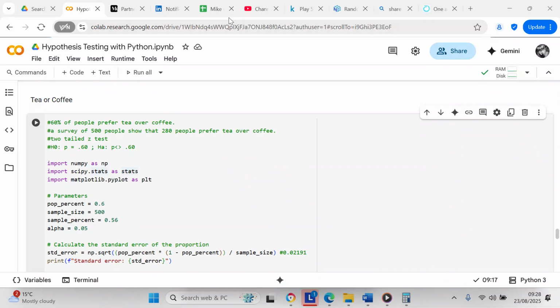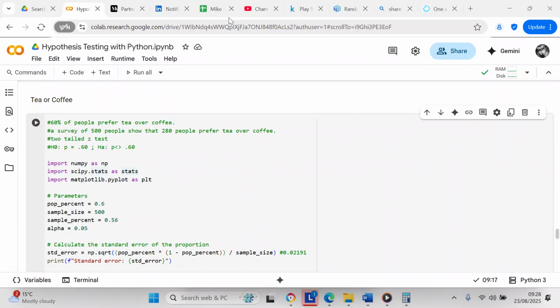Then we're going to import scipy.stats as stats. SciPy is Python's scientific library, and stats is a statistical module within SciPy. And then we're going to import matplotlib.pyplot as plt, which is our visualization library.